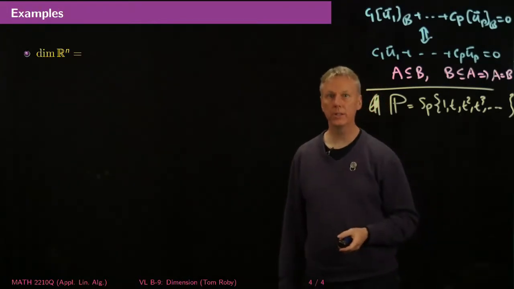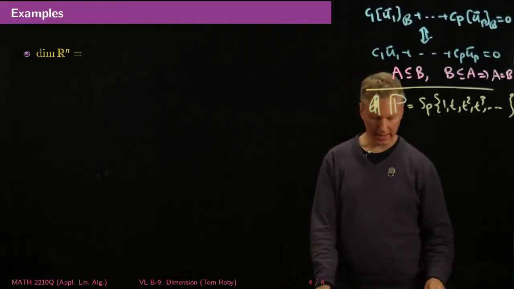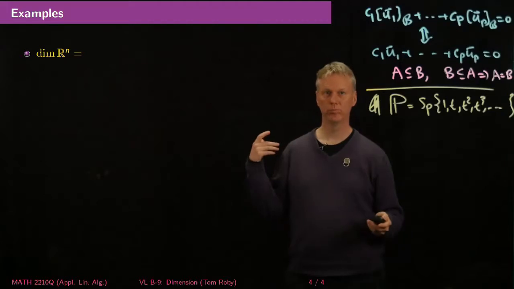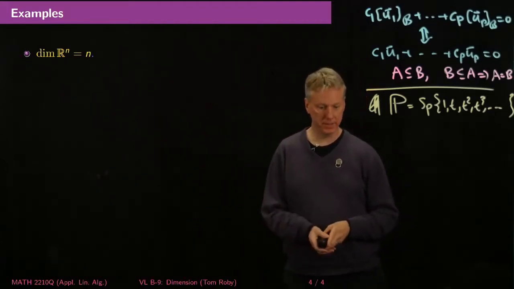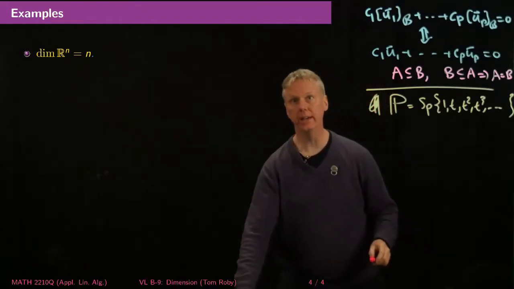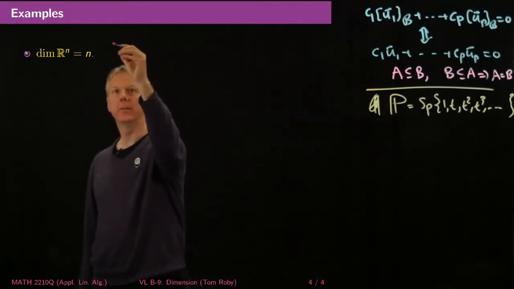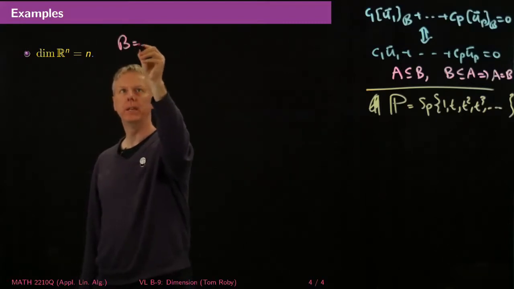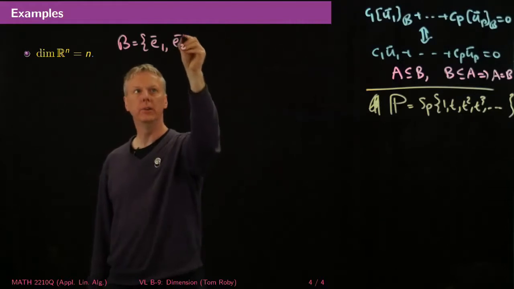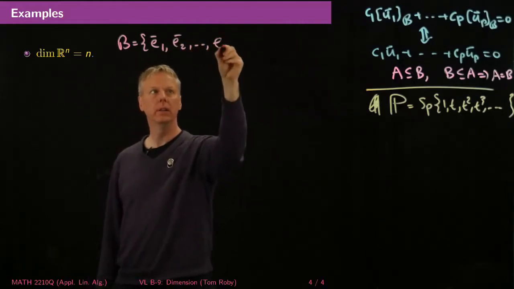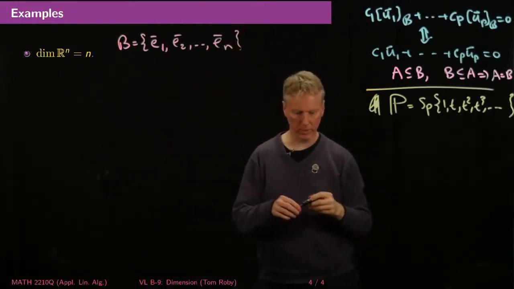Okay. So let's look at some examples. What is the dimension of R^n? No surprise, it's n. Okay? What's the basis? Well, we know what the basis for R^n is, so let me just write it down. Script B is just e1, e2, ..., en, where these are the columns of the identity matrix if you want to think about them that way.